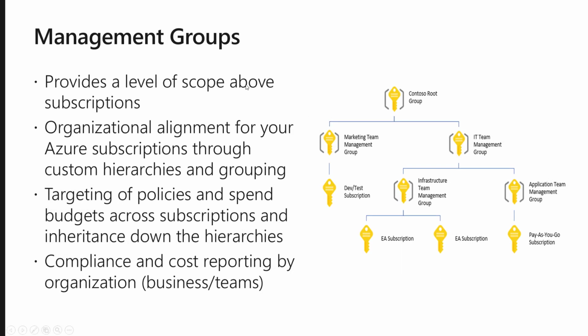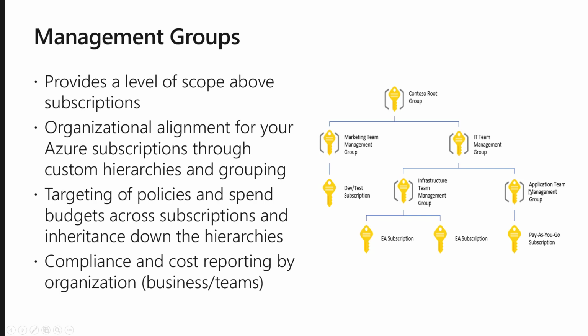So as you can see here, it provides a level of scope of subscription. You can have a management group, which is the root group. You can add other management groups within a management group. So you can see here they have the root group, and then they have two management groups under that. But then under this one, they have two other management groups. So you can have a management group within a management group if you wanted to do that.